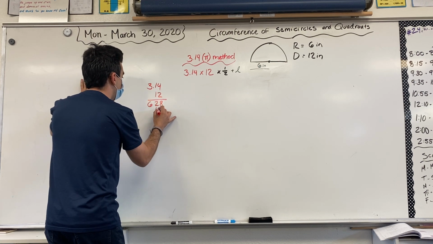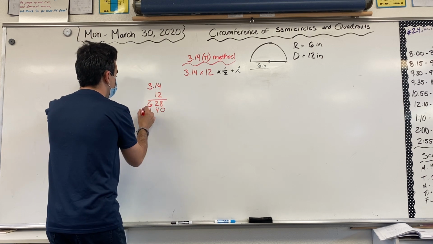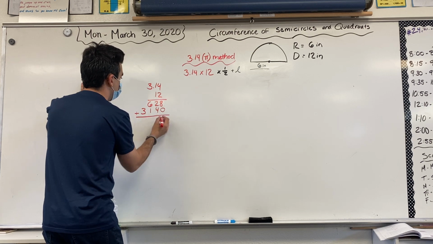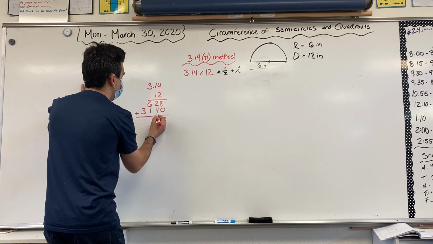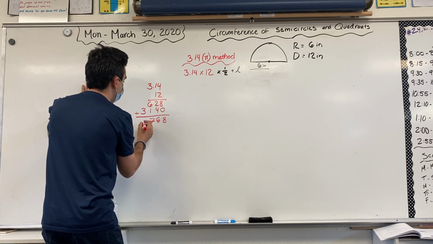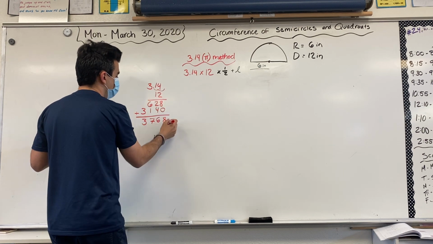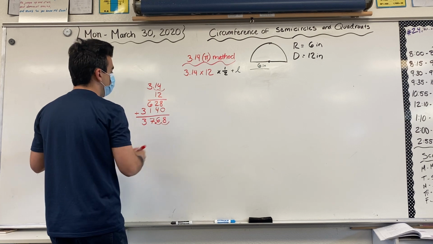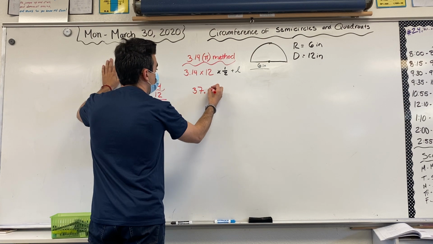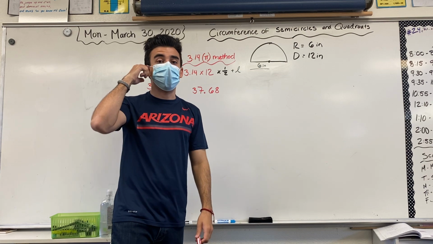1 times 4 is 4. 1 times 1 is 1. And 1 times 3 is 3. So now I'm going to add my partial products. 8 plus 0 is 8. 2 plus 4 is 6. 6 plus 1 is 7. And 3 is 3. Don't forget about your decimal places. 1, 2, 1, 2. So now I have 37 and 68/100. Now that would be the circumference of a circle.